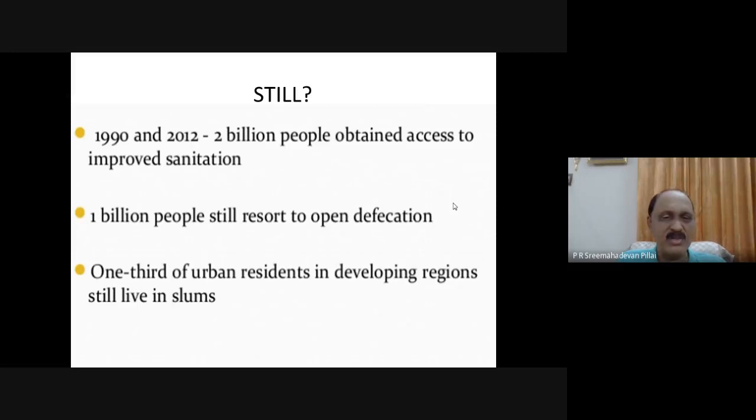And one third of urban residents in developing regions still live in slums. And in the number of people in slums, the biggest slum in the world is in Mumbai. I think it is very popular nowadays, Dharavi. Dharavi is the biggest slum in the world. And one third of the urban residents means, all over the world, the urban residents are 50% right now. Even in India, it is true now. Earlier in India, urban residents were less. Now it is almost 50%. Out of them, one third, that means one sixth of the total world population is living in slums.